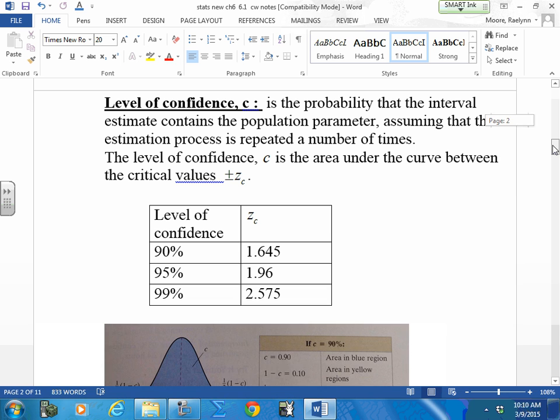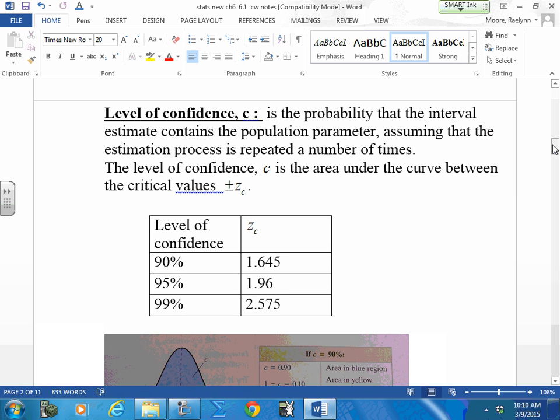Now, we also deal with a level of confidence. I'm just giving you all the pieces because they'll all fit together. Your level of confidence is the probability that the interval estimate actually contains the population parameter, assuming that we've done this and repeated this a number of times and we did everything correctly. Now, when we do your level of confidence, they're usually 90%, 95, 99, 80. They can be weird numbers, but usually they fall into like the 90, 95, 99.